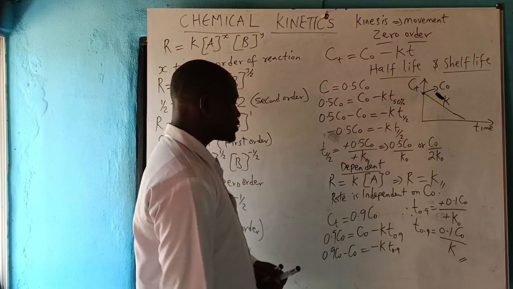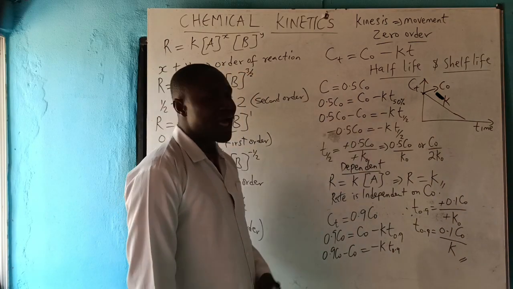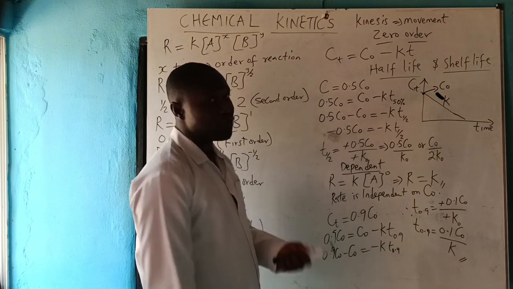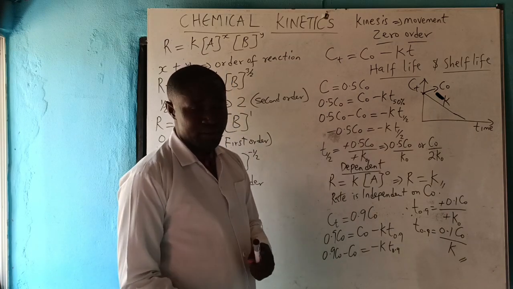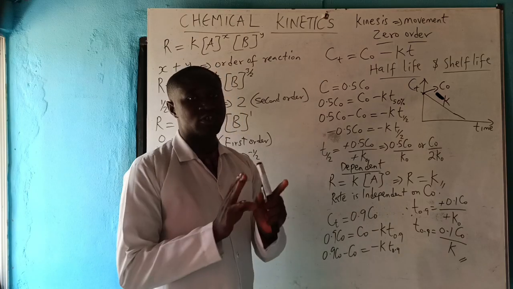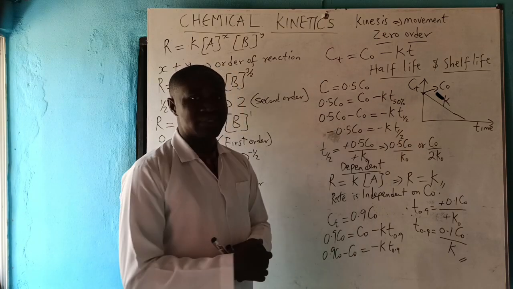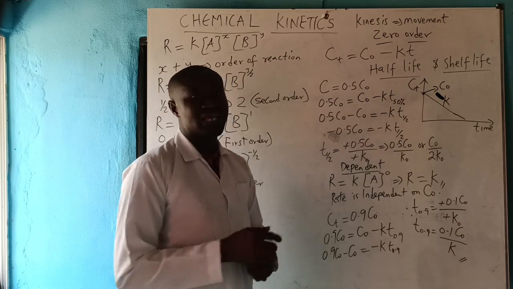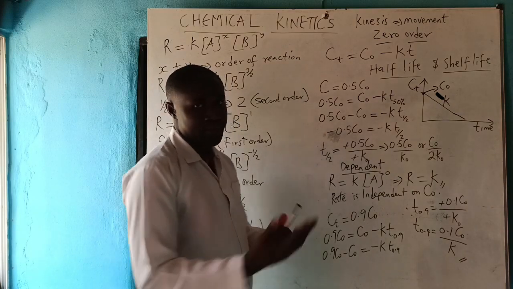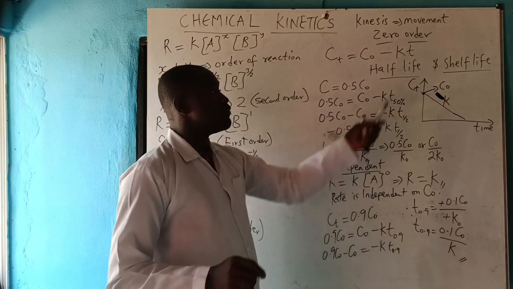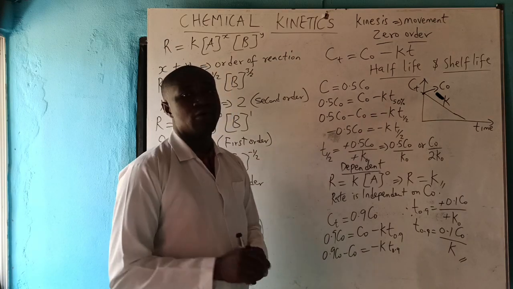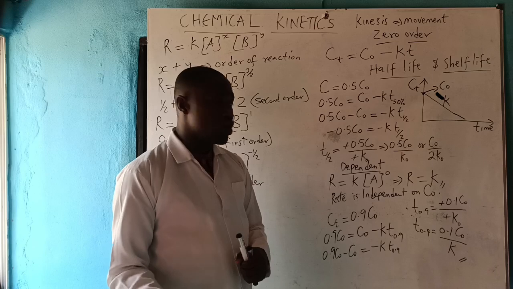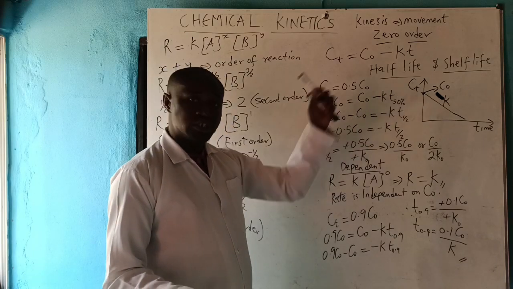We also said that biological shelf life is the time it will take for 10% of that drug to get eliminated from the body. But when we talk about physical shelf life, we say it is the time it will take for 10% of the potency of the drug to get lost. That is about physical shelf life.